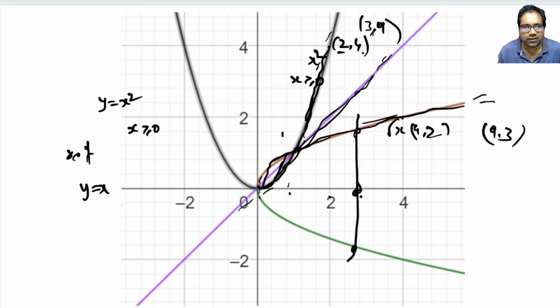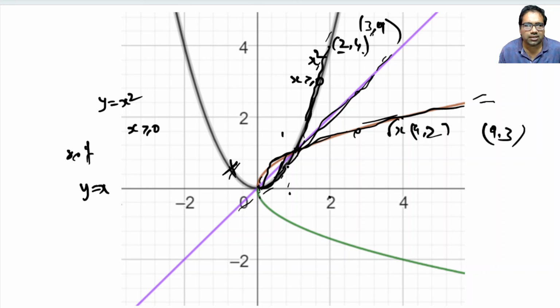For a graph or for a function, one x can give one y only. If one x is giving two y's, it is not a function, right? So not a graph. That's why we cannot include this part. If you include this part, there is no inverse.